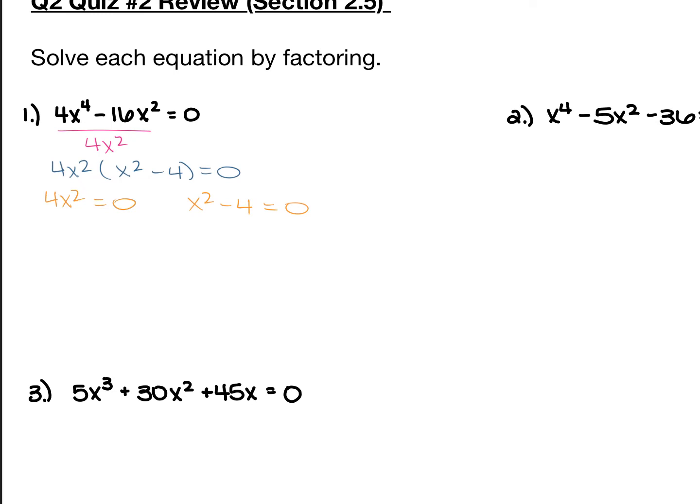For the 4x squared is equal to 0, you're going to divide each side by the 4, and you have that x squared is equal to 0. And then take the square root of both sides. 0 is neither positive nor negative, so x is just equal to 0.